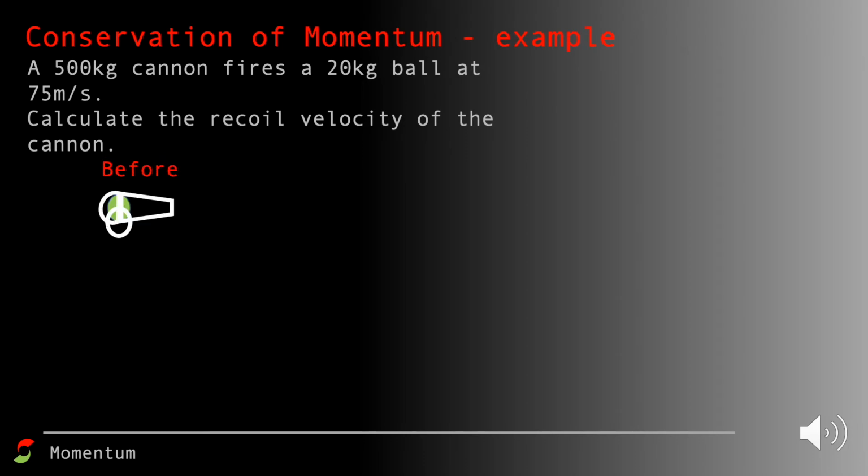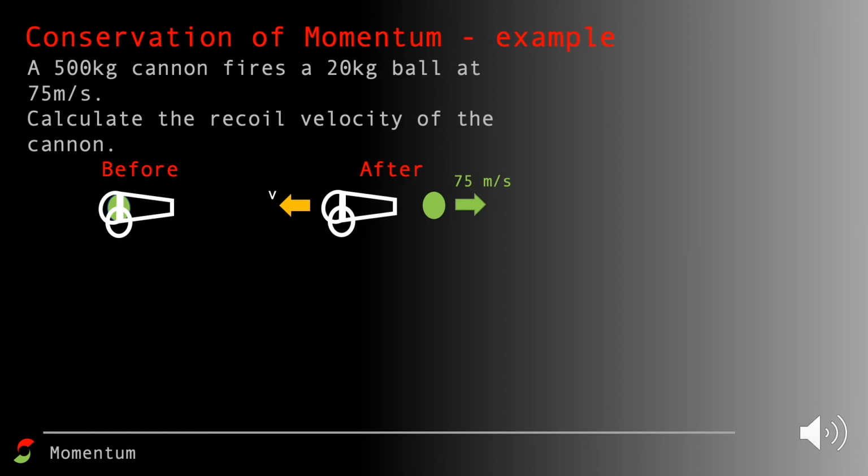So here we've got our cannon and ball before, and afterwards we've got our cannon, but the ball is being fired out. And because there's a sudden increase in momentum to the right, the cannon must move to the left with the same amount of momentum, and that's called recoil. And the ball is going to move off with 75 meters per second, and we're going to get this unknown velocity v. So that's what we're going to try and calculate.